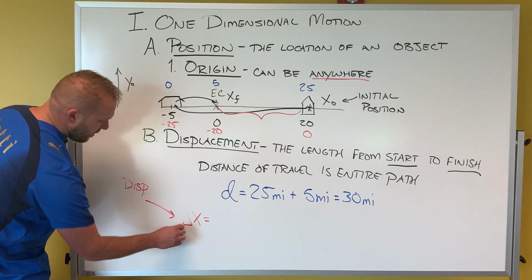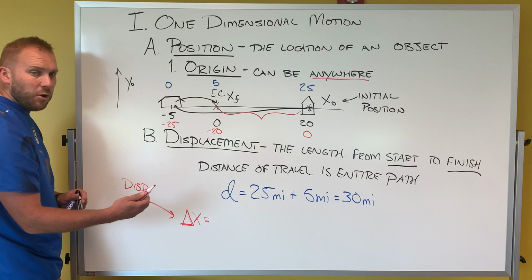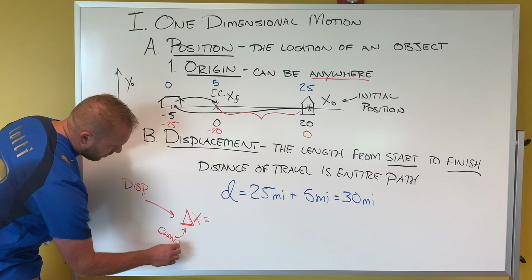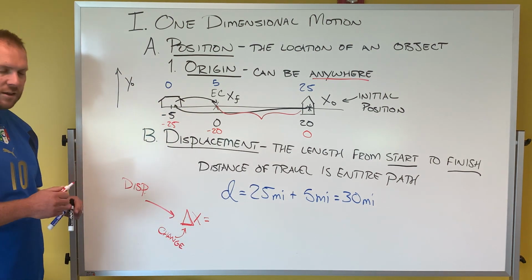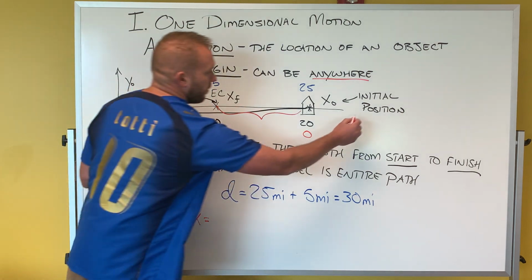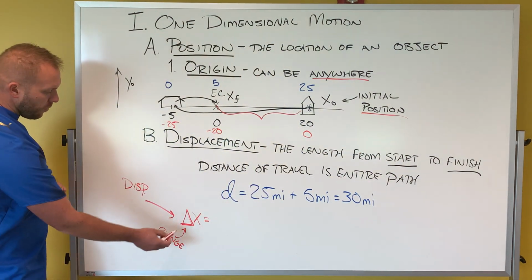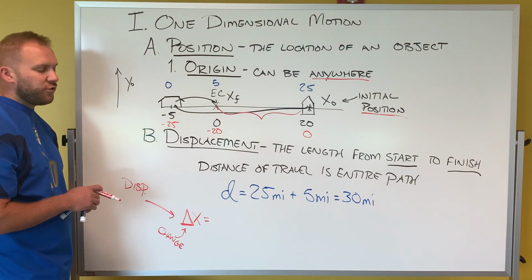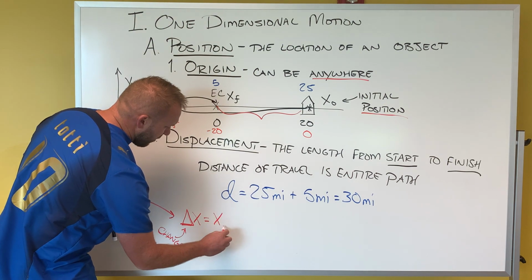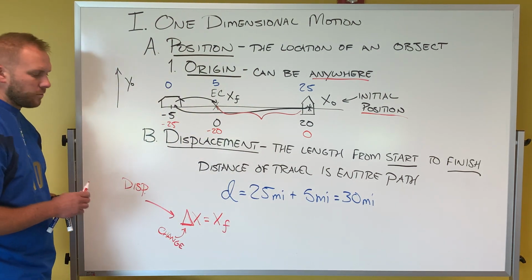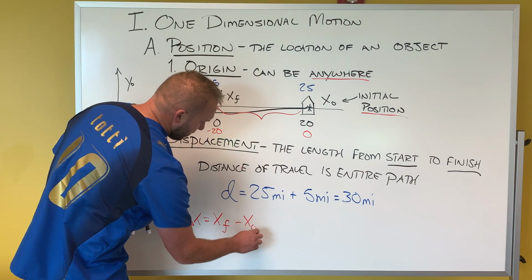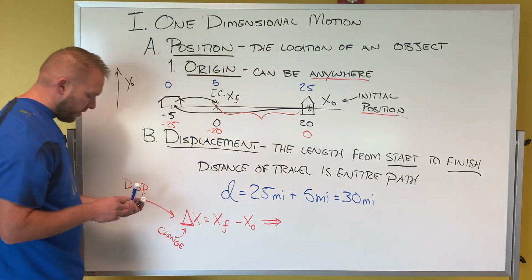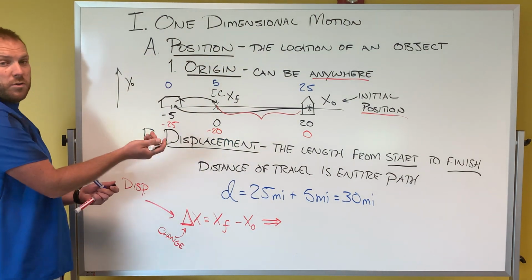So displacement is indicated with a delta, right? That's the mathematical symbol, and basically what this means is change. So the delta stands for change, and X stands for position, okay? So delta X, displacement, literally means a change in position. How much does your position change? And we're going to calculate it by doing position final minus position initial. Okay? And so we'll do all three examples here, depending upon what my origin was.